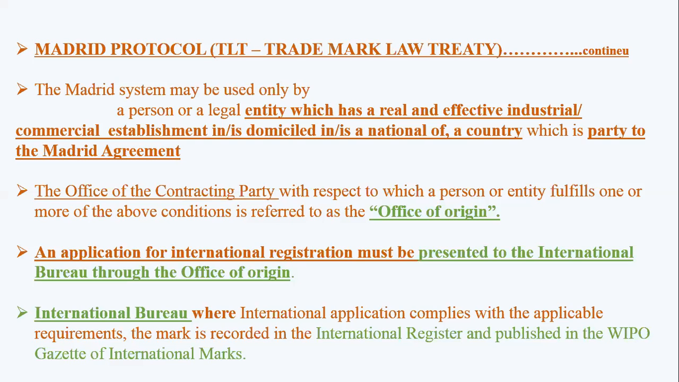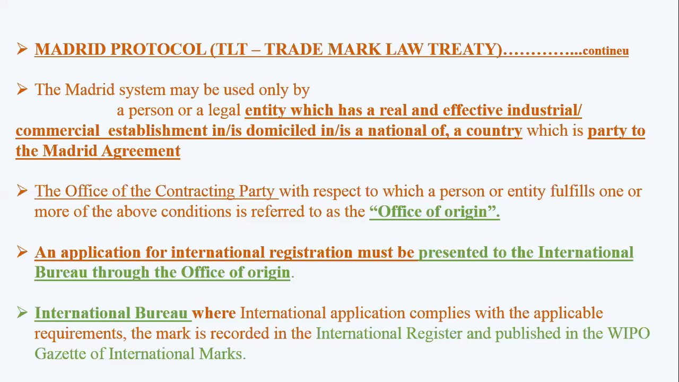Next, an application for international registration must be presented to the International Bureau through the Office of Origin. As we discussed, the International Bureau is nothing but the World Intellectual Property Organization, which is wholly responsible for registration of trademarks internationally. So it is the responsibility of the Office of Origin to go to WIPO regarding protection or registration of the trademark. Next important point, the International Bureau, where the international application complies with applicable requirements.